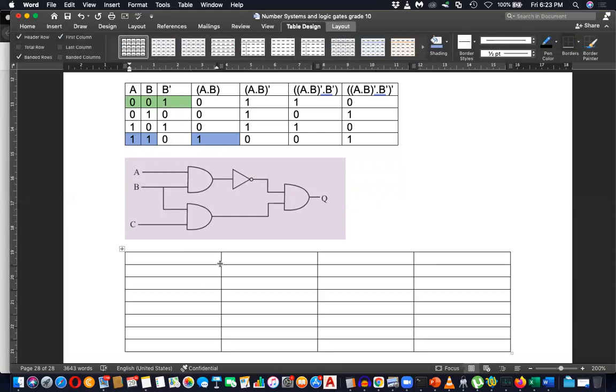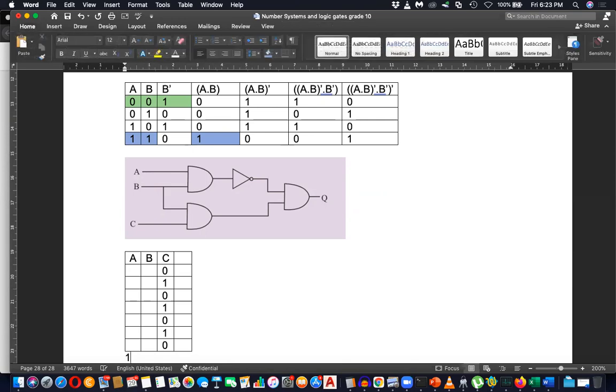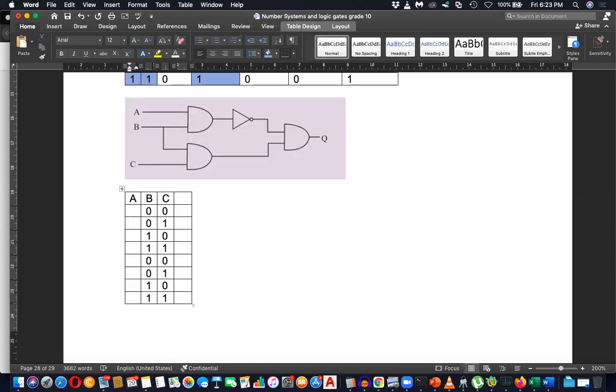You have A, B, C, and their values. 0, 1, 0, 1, 0, 1, 0, 1. Double 0, double 1, double 0, double 1. 4 zeros, 4 ones.